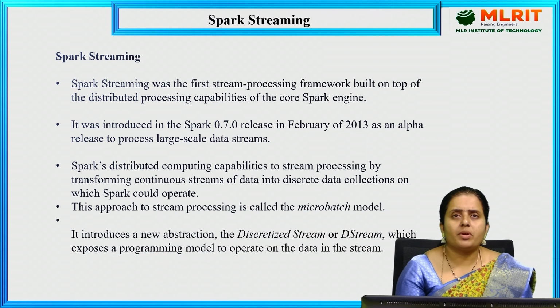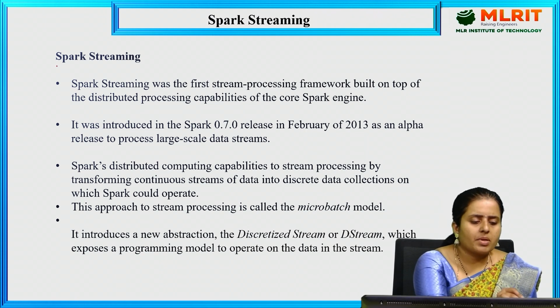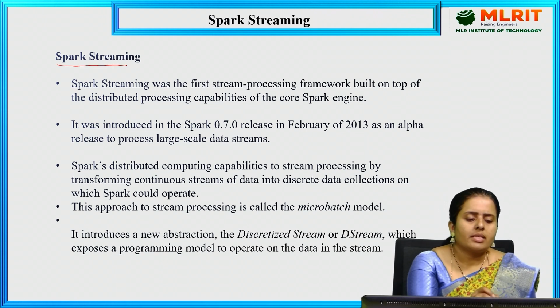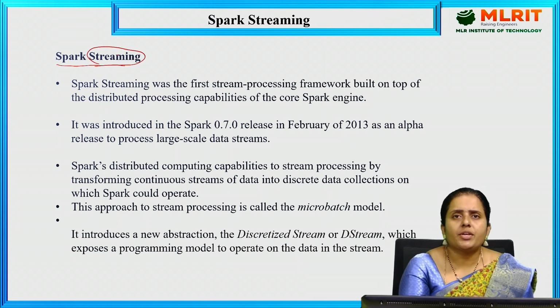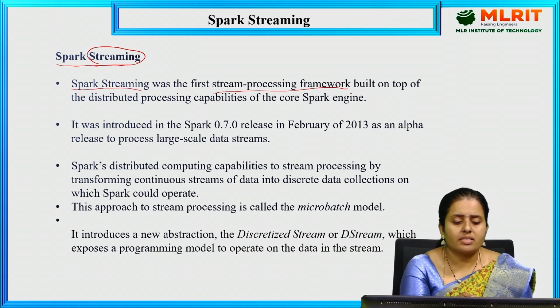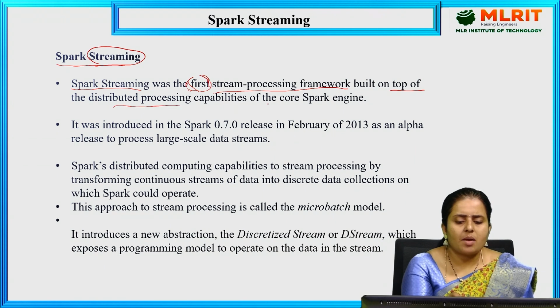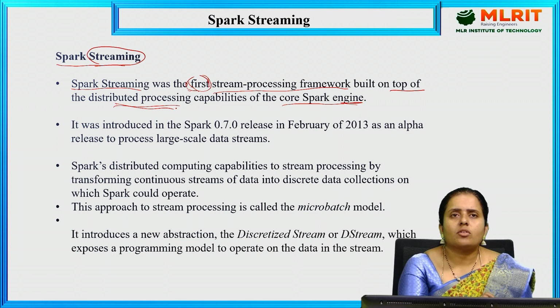Our next component in Spark is Spark Streaming. Okay, Spark Streaming. Here the word streaming means we are working with continuous data. Stream means a continuous flow of data. Spark Streaming was the first stream processing framework. We can say this was the first and foremost stream processing framework built on top of the distributed processing capabilities of the Spark Core engine. Okay, this is built on top of the Spark Core engine as the first stream processing framework. On top of means it was developed as an advanced feature of the next thing.